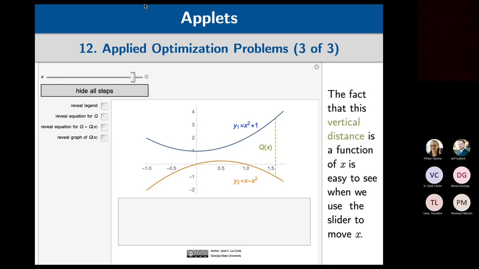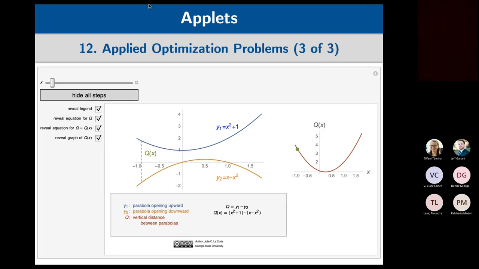The slider moves X, and it becomes obvious to the students quickly that vertical distance depends on X and can be minimized. They can even eyeball about for what X that distance would be minimized. They also see the need for calculus to find the exact place where the distance is minimized, because it's impossible to eyeball it accurately. Again, if they get stuck along the way on a calculation, they can use the applet to manipulate X, and on the graph of Q of X, the quantity to be minimized, they can see where that quantity is minimized just by moving X. Get a feel for the problem, even if they got stuck on one of the parts.